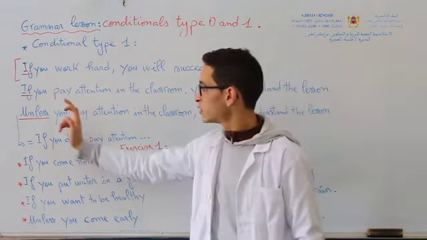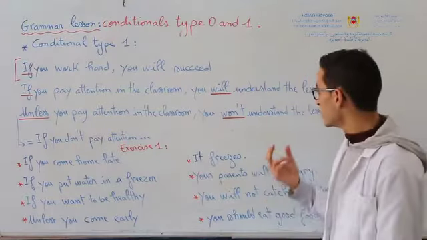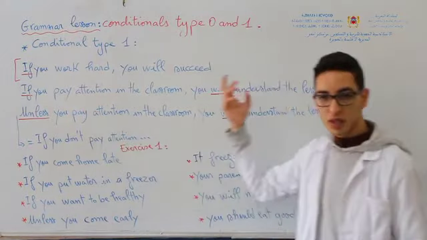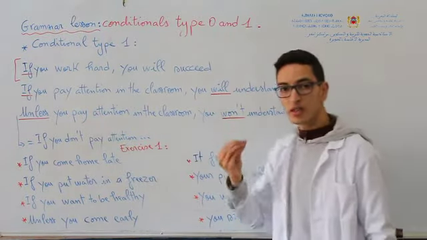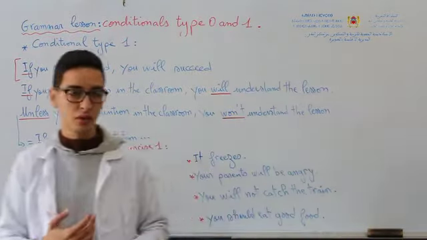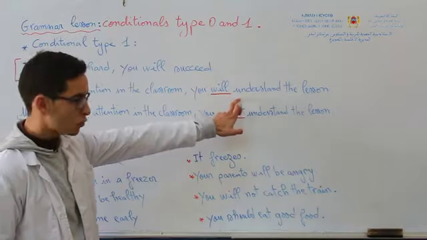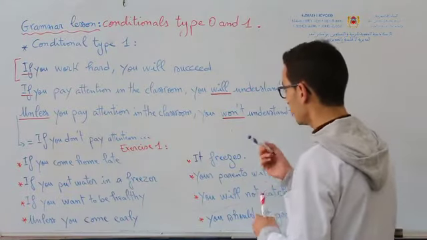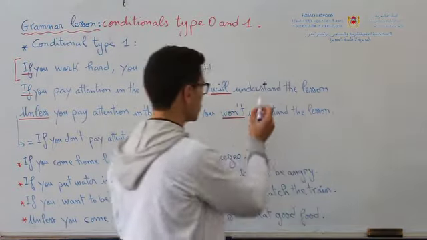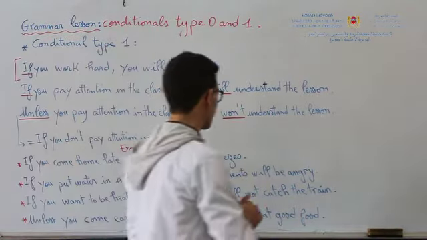Okay, now let's see example number 2. If you pay attention in the classroom, you will understand the lesson. Again, this is a condition for understanding a lesson. It's not the only condition, maybe it's just one condition among many others. So as you can see here, this is the condition, and this is the outcome, or the result to be met. But it's usual, or it's likely. Sorry, I forgot just a little dash for the T. You will understand the lesson.